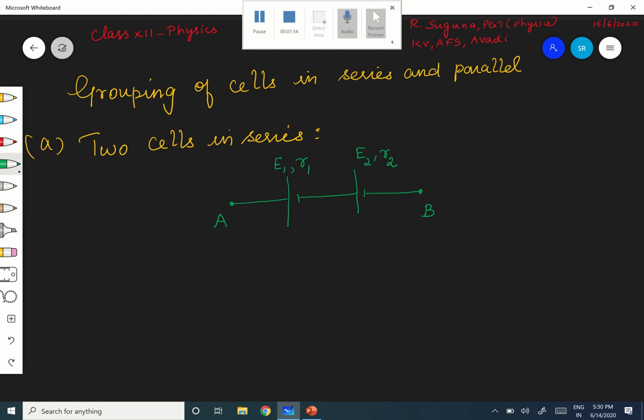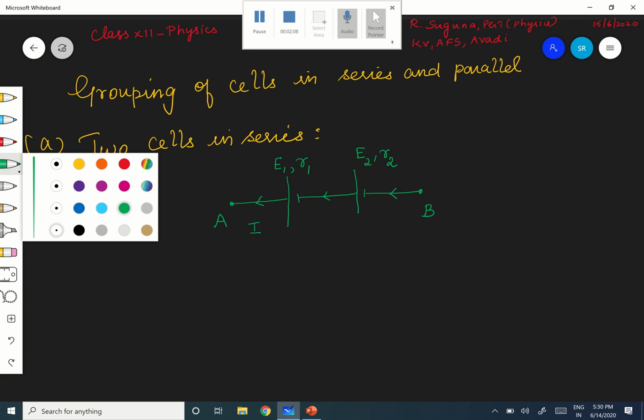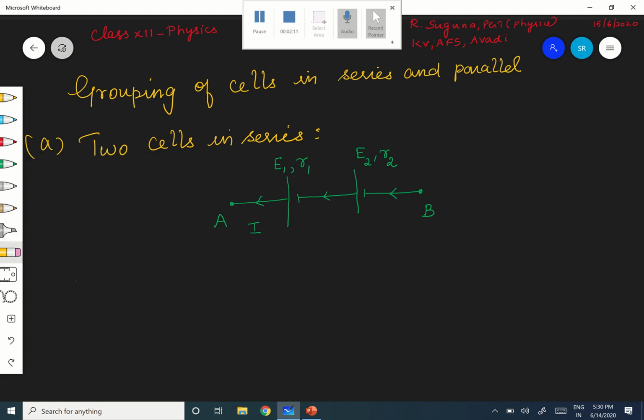Now, what is the direction of the current? Let this be the direction, and the current is I. Let this point be B. The first cell is connected between A and B and the second cell is connected between B and C, like that, it will be easy. So both the cells are connected in series.